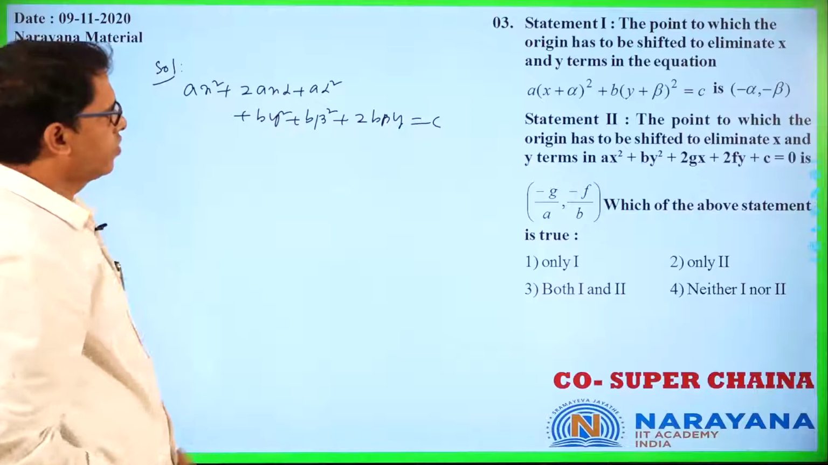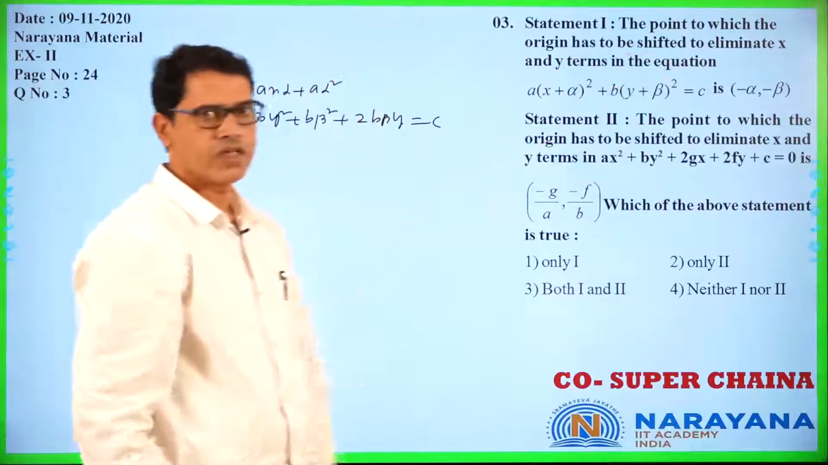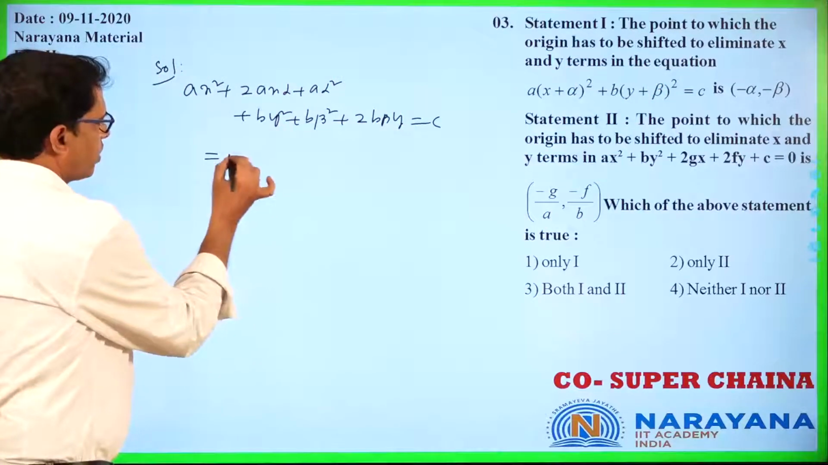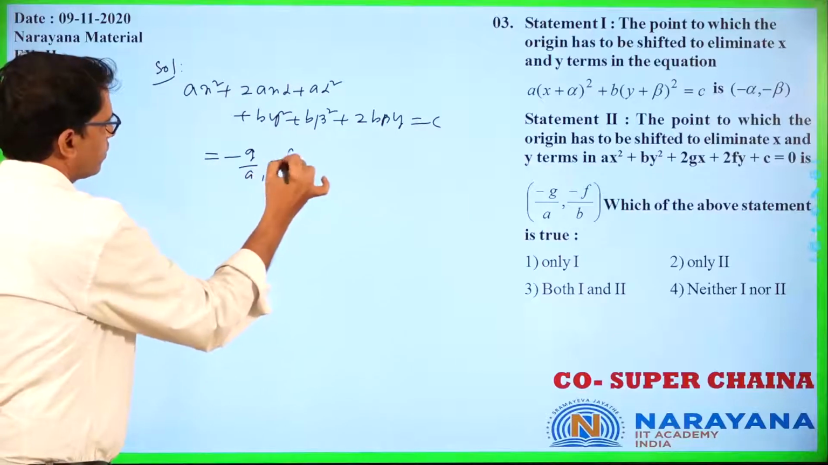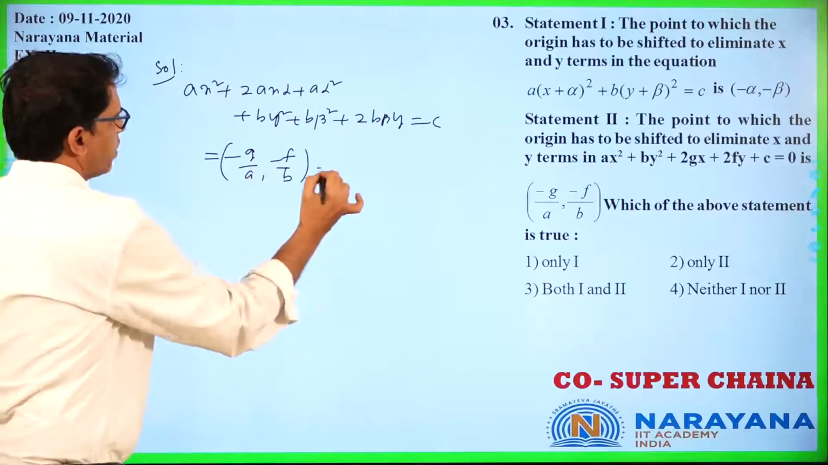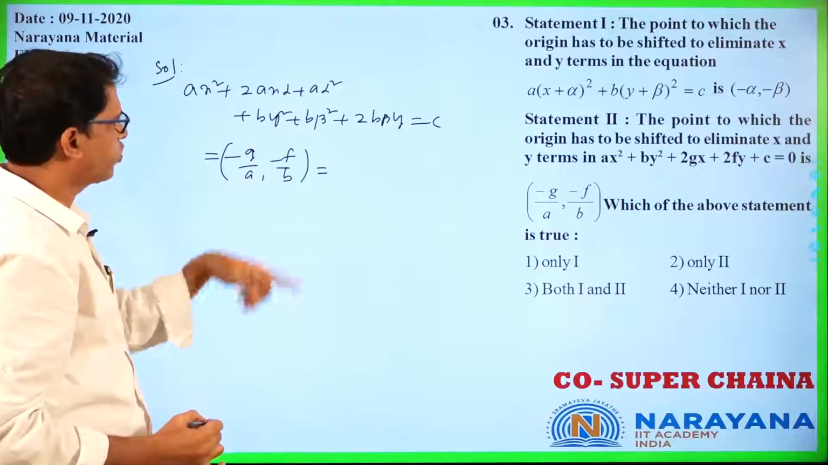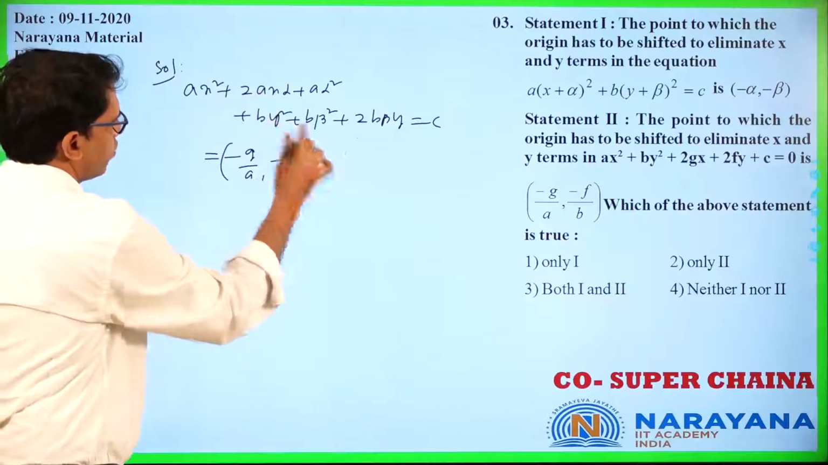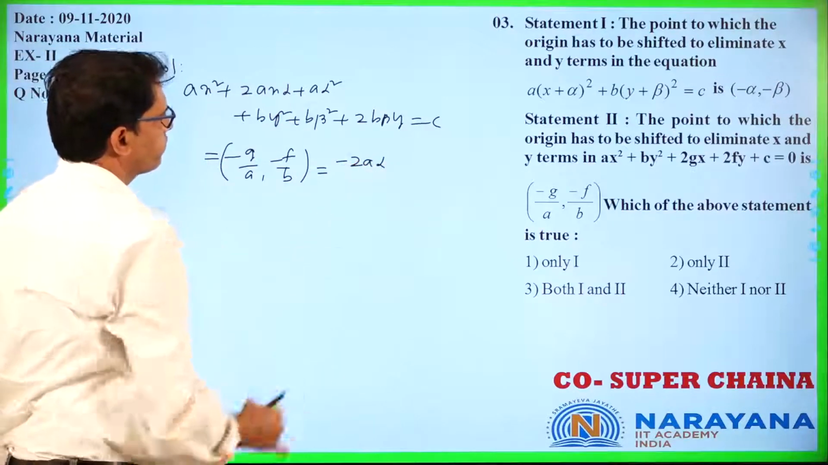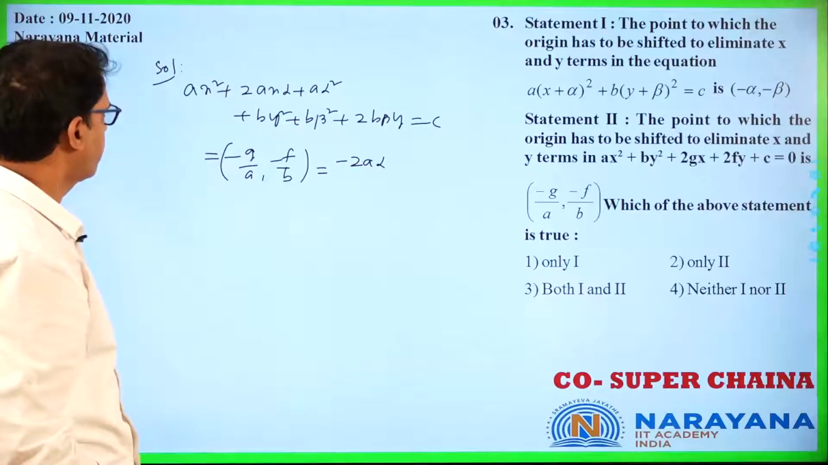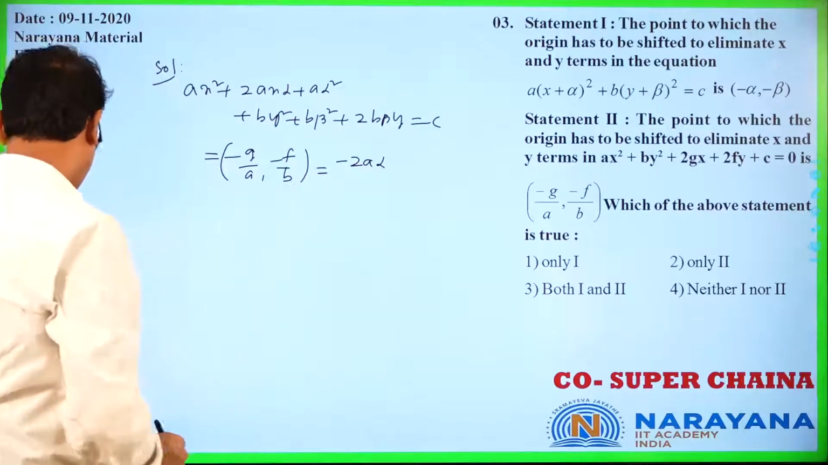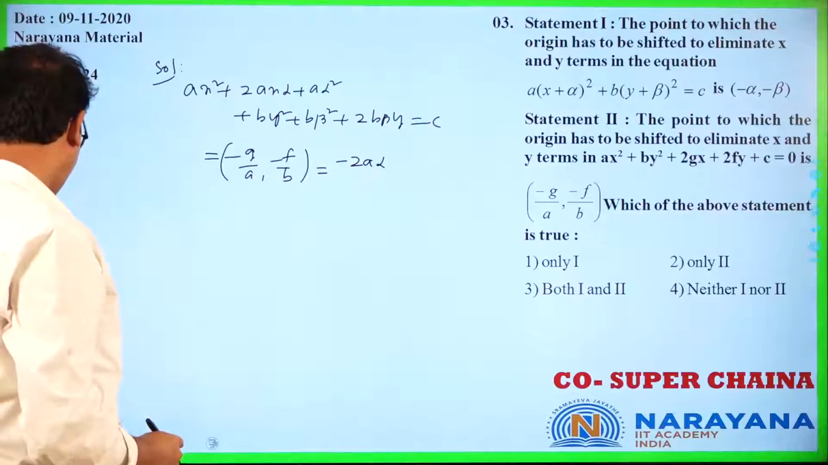To eliminate the xy term, what is the required point? The required point is minus g by a, minus f by b. Minus g means the x coefficient. The x coefficient is 2a alpha, so minus 2a alpha. Sorry, what is the g value?